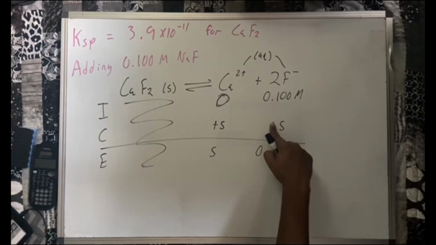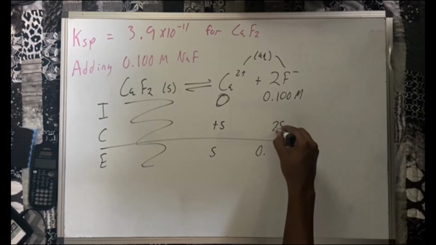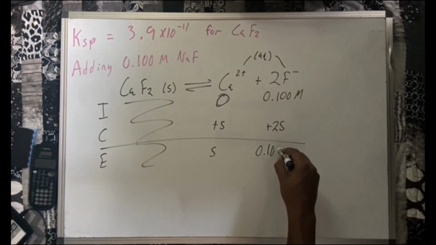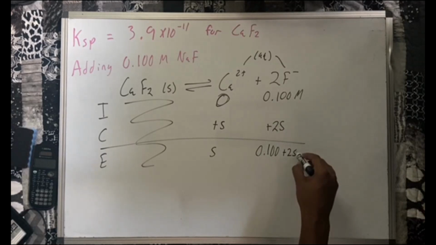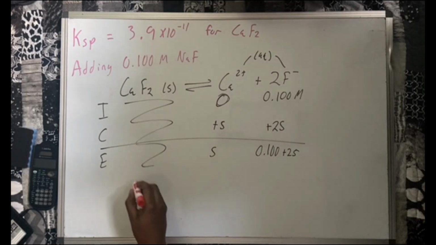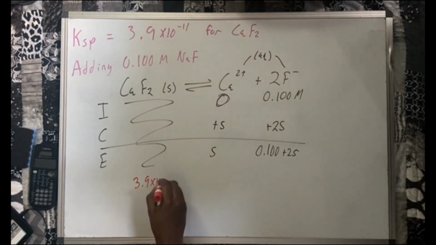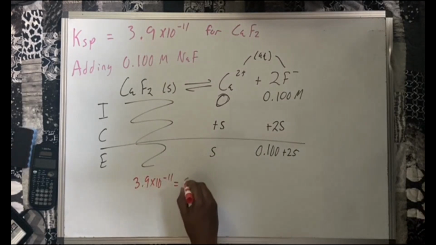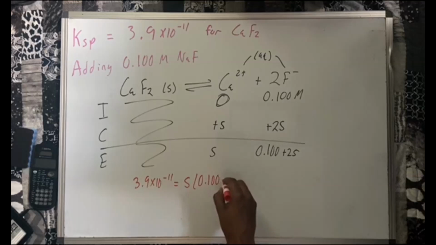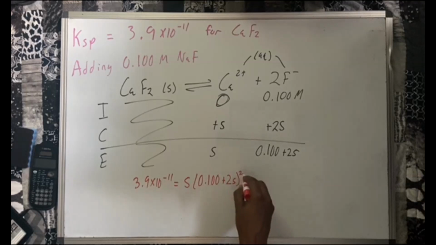Ooh, almost made a mistake right here. You guys aren't here to tell me. So 2S right there, right? Plus 2S because of that coefficient. 0.100 plus 2S. And then we would normally proceed by solving for our Ksp. We set things equal, right? So I have that the Ksp is 3.9 times 10 to the negative 11 equals S times (0.100 plus 2S) squared.